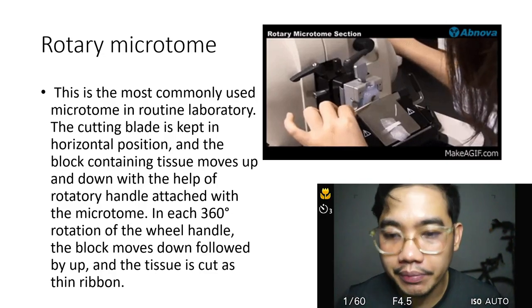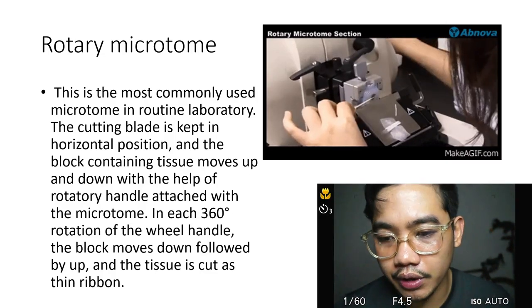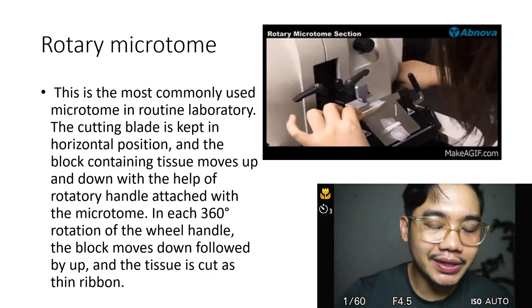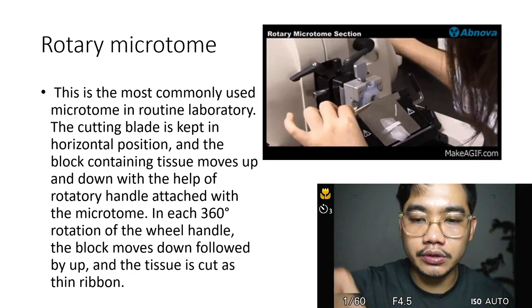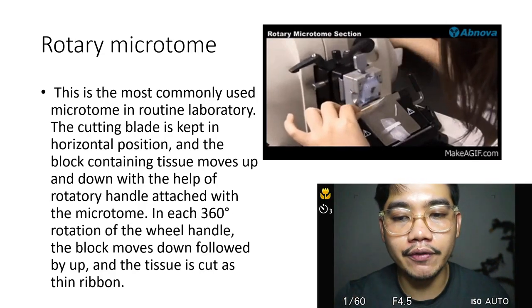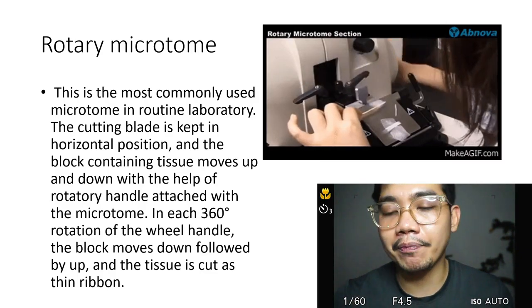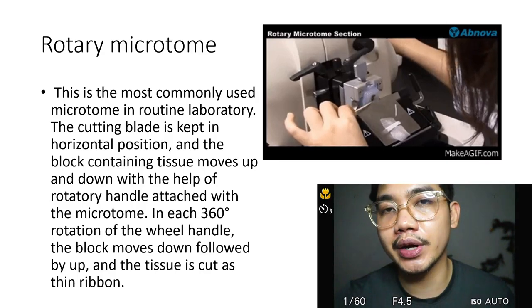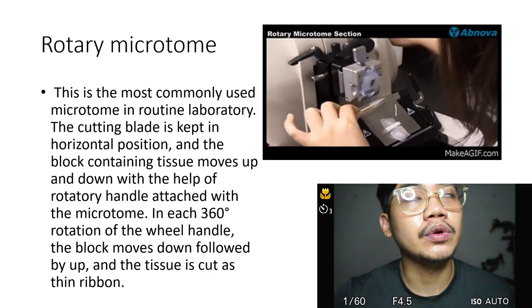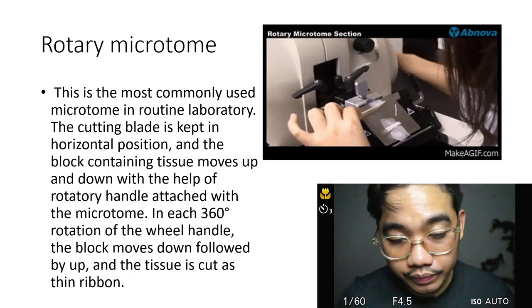So this is a rotary microtome, like how Sir Jude showed you earlier. What happens when you cut continuously is you will have a ribbon. A ribbon is what happens when subsequent sections attach together at the ends. So the edges will fuse together and that becomes a ribbon.